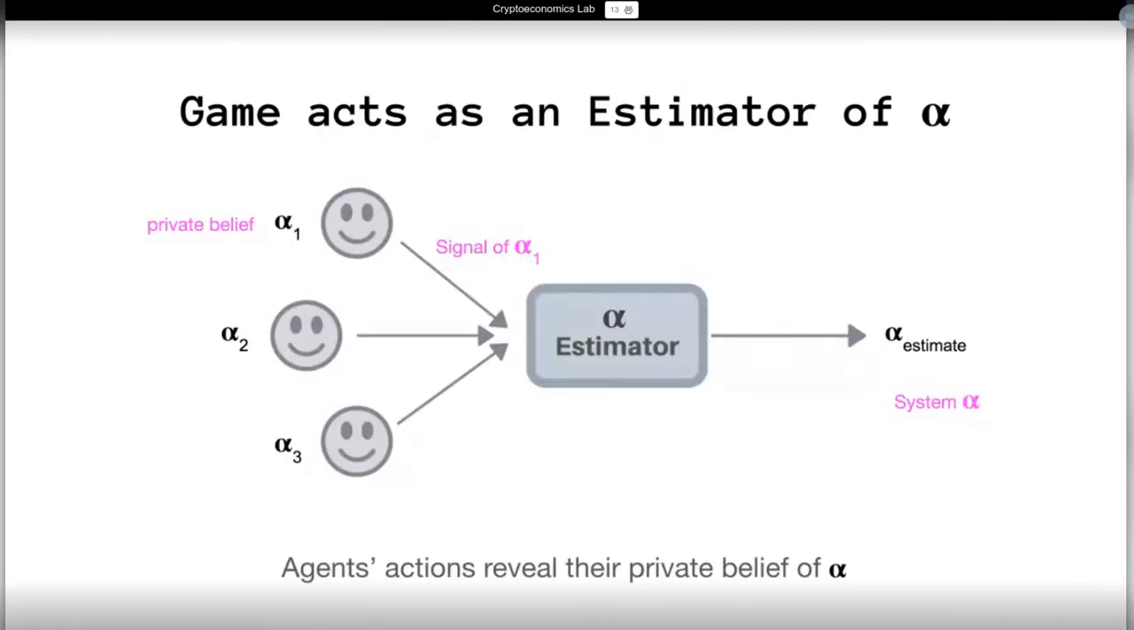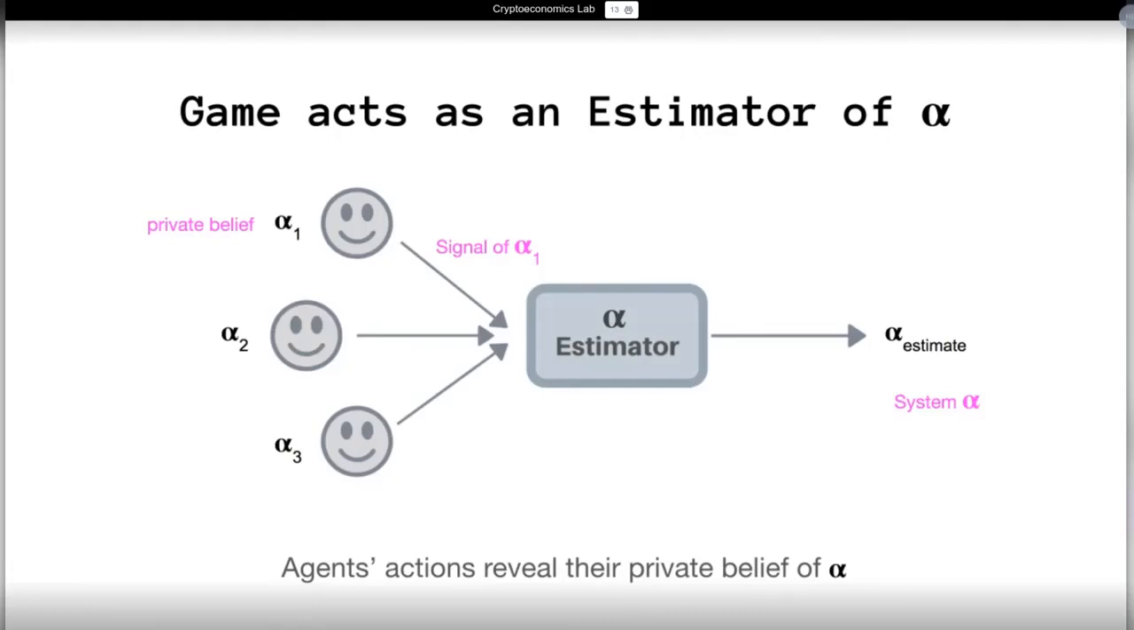And then when we put this signal into the estimator along with the other signals that we have received from other agents' actions, then we are able to obtain essentially a culmination of all of these signals that we've gotten from different agents, and then we can estimate our system alpha. Because truly, the system alpha doesn't actually exist until you make of it what it is. So what we made it to be is a culmination of the private beliefs of all of the different agents.